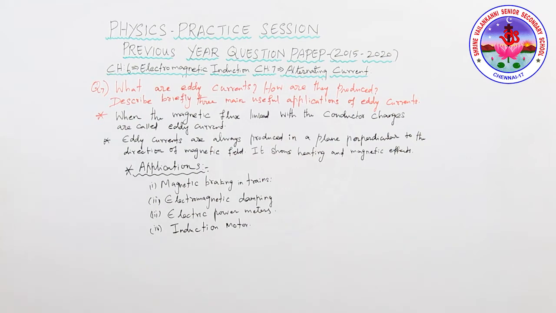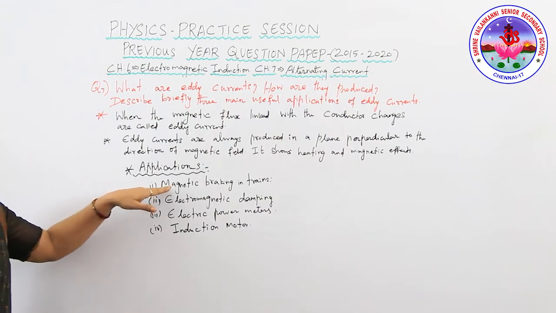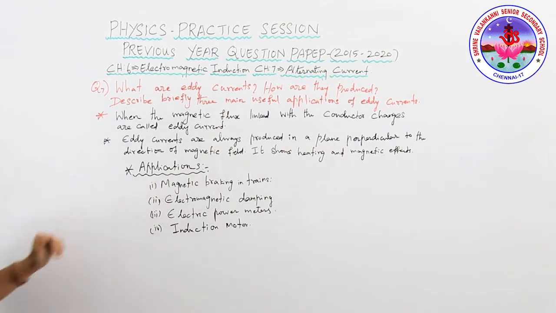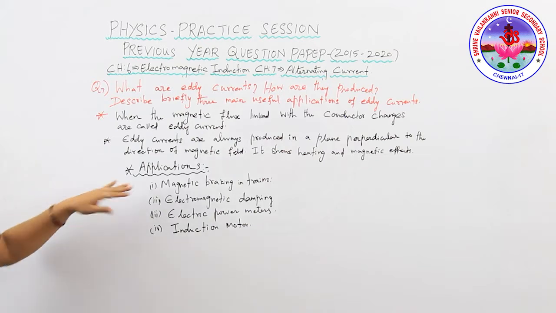The magnetic brakes are used in some electrically powered trains, where strong electromagnets are situated above the rails. So when these magnets are activated, eddy currents are induced in the rails. These currents oppose the motion of the train. Due to the absence of mechanical leakage, the braking effect is strong. So magnetic braking in trains is mainly applied here, and then the electromagnetic damping, we can say.